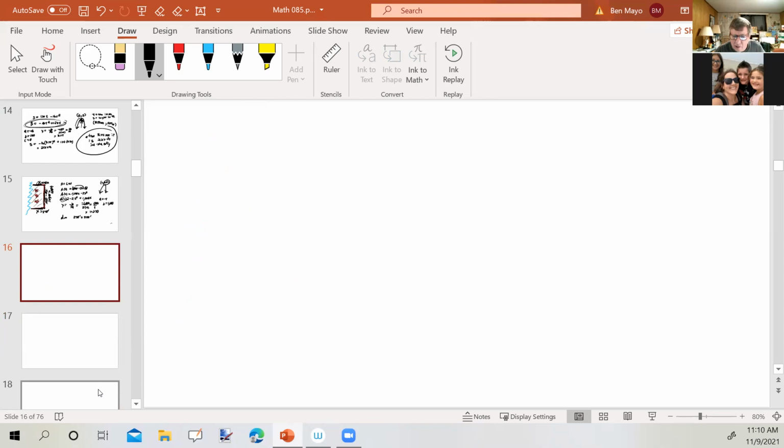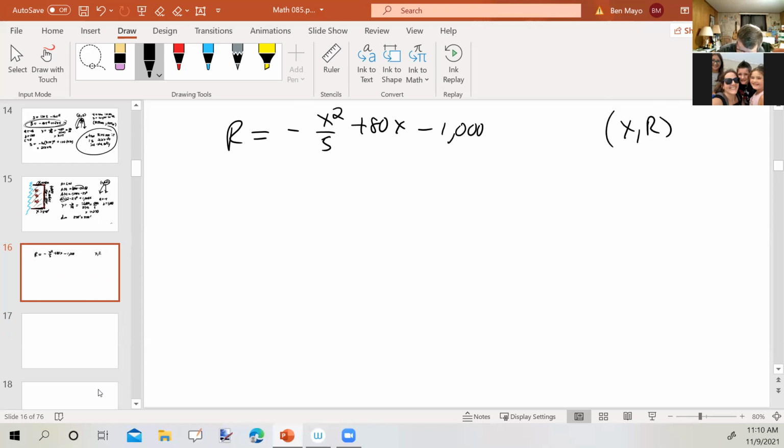This says maximizing revenue, as in money that you bring in a business. The revenue R received for selling x stereos is given by the formula R equals -x squared over 5 plus 80x minus 1,000. How many stereos must be sold to obtain the maximum revenue? Find the maximum revenue. Okay, so x is the number of stereos sold. R is the revenue. So our ordered pairs are going to be of the form (x, R), and this is number of stereos sold, and this is revenue.